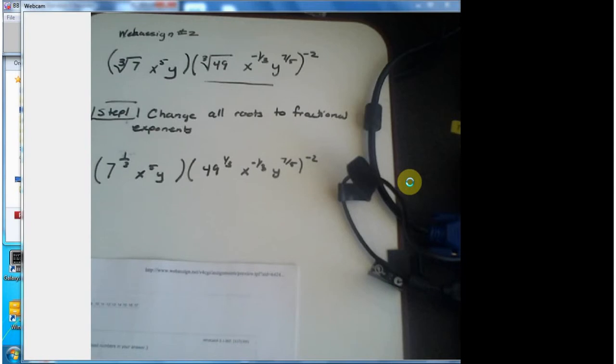So remember that b to the m times b to the n equals b to the m plus n. B to the m divided by b to the n is b to the m minus n. B to the minus m is 1 over b to the m, and b to the minus m is that one. The pth root of a to the q is equal to a to the q over p. That's the one I'm using to change those roots into fractional exponents.